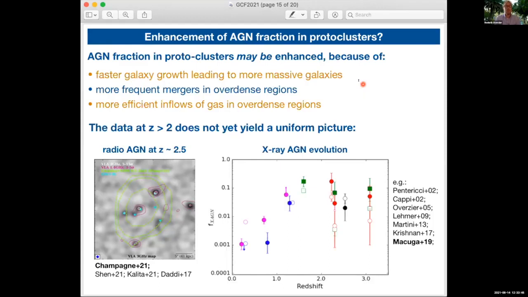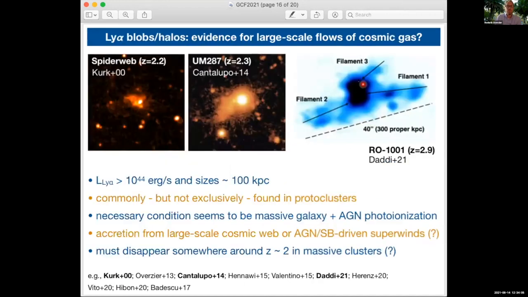Yes, there are very interesting examples of protoclusters that harbor many X-ray or radio-selected AGN, shown here on the left figure from Champagne et al. 2021. But if you put all the objects together in a plot, I think there's no consistent picture yet. I'm going to speed up a little bit.